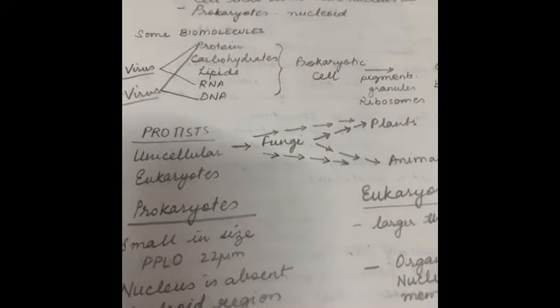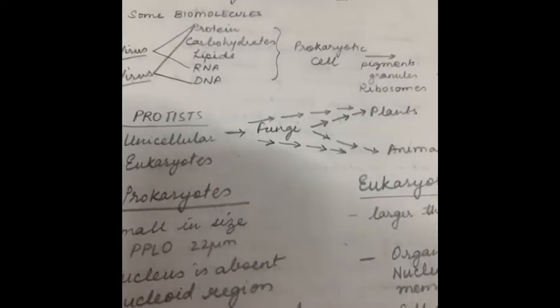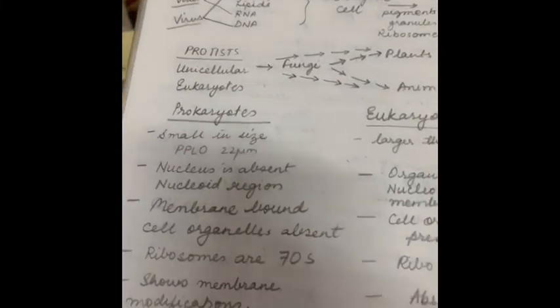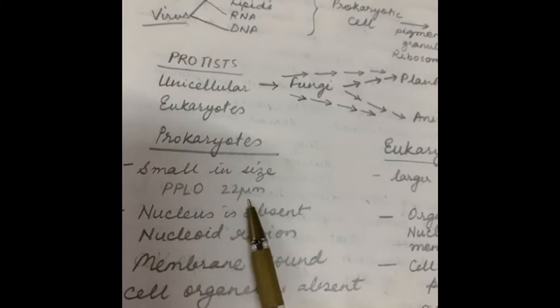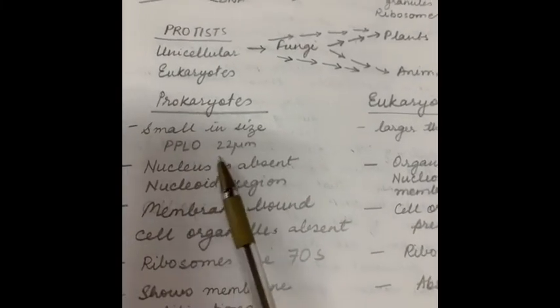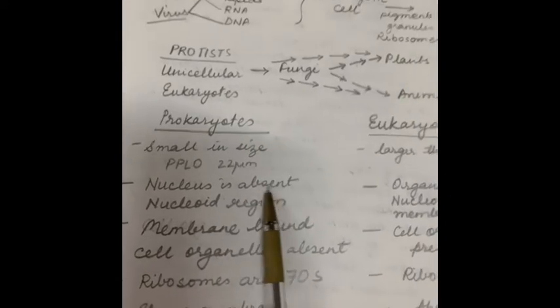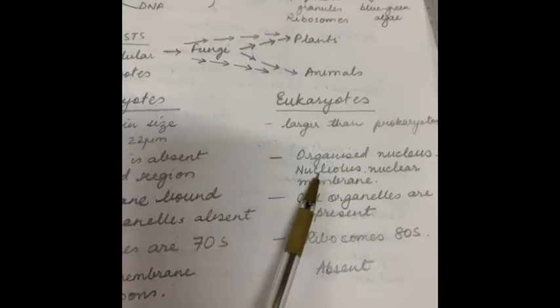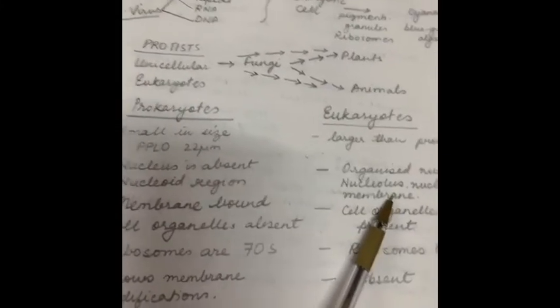Talking of the prokaryotes and the eukaryotes, there are certain distinctive differences between them. To be precise, here's a table showing the difference between prokaryotes and eukaryotes. Prokaryotes are small in size, whereas eukaryotes are larger than the prokaryotes. I hope you remember the very small organisms like the PPLOs, which are around 22 micron in size. They are living cells. Nucleus is absent in prokaryotes. They have a nucleoid region, whereas eukaryotes have an organized nucleus with nucleolus, nuclear membrane, and chromatin threads.